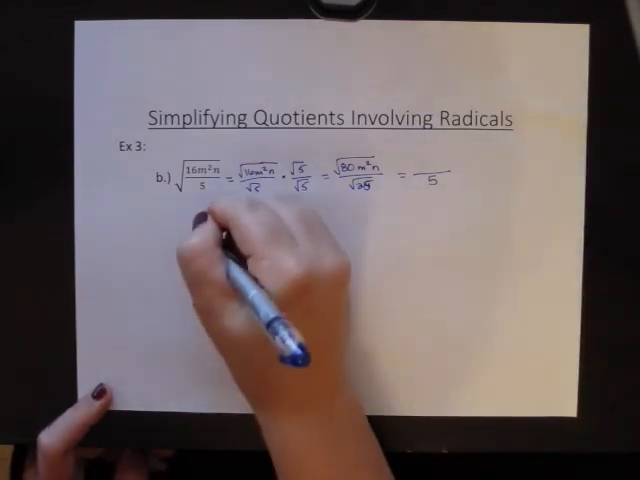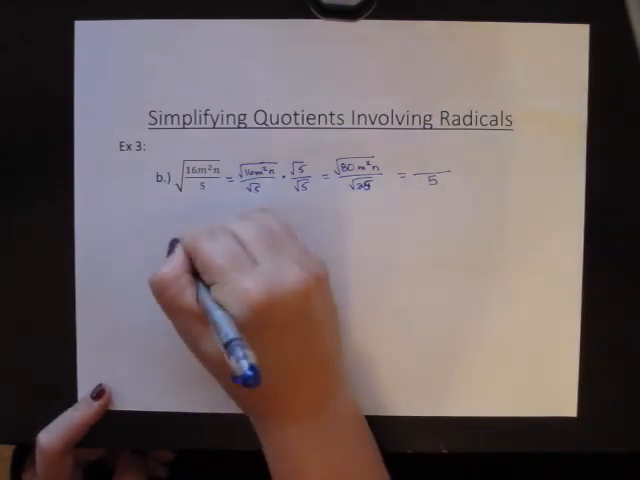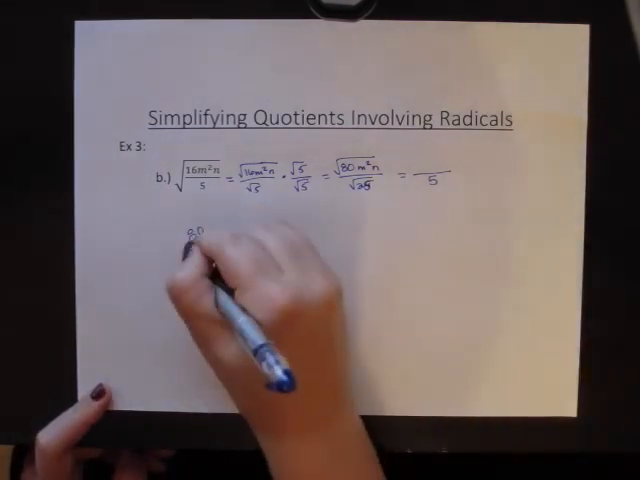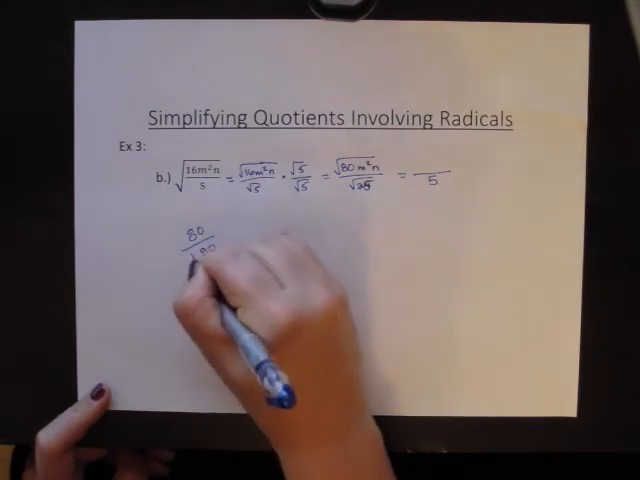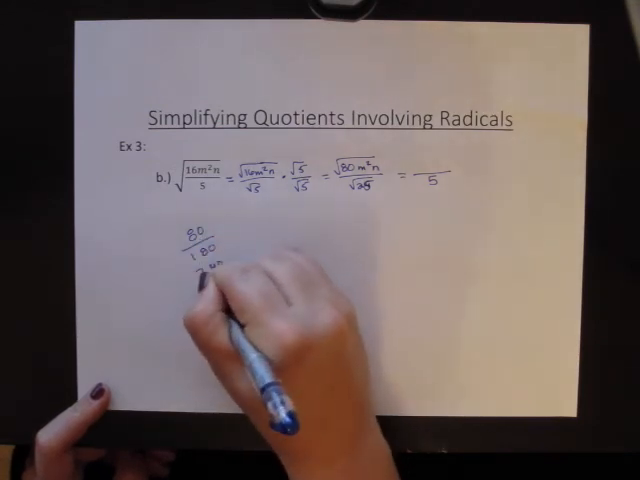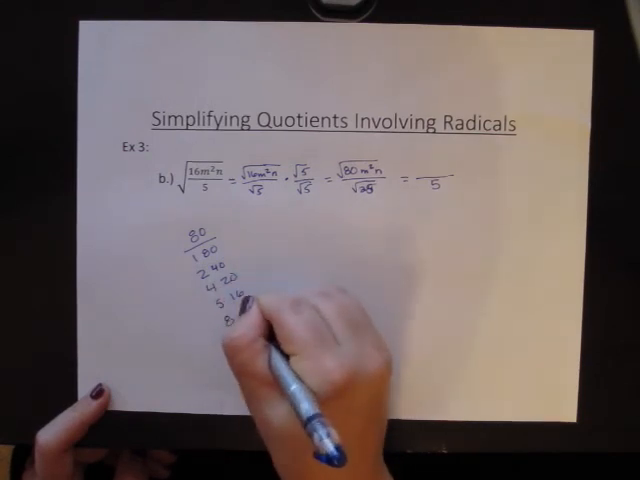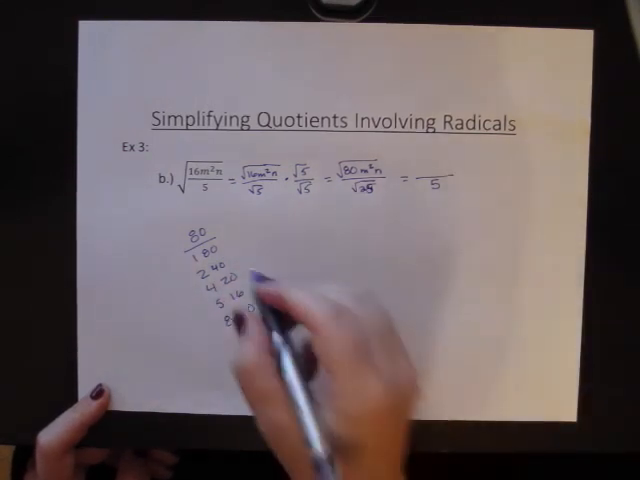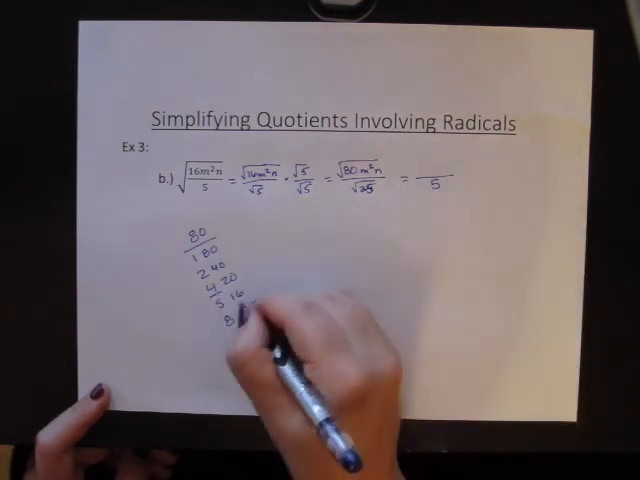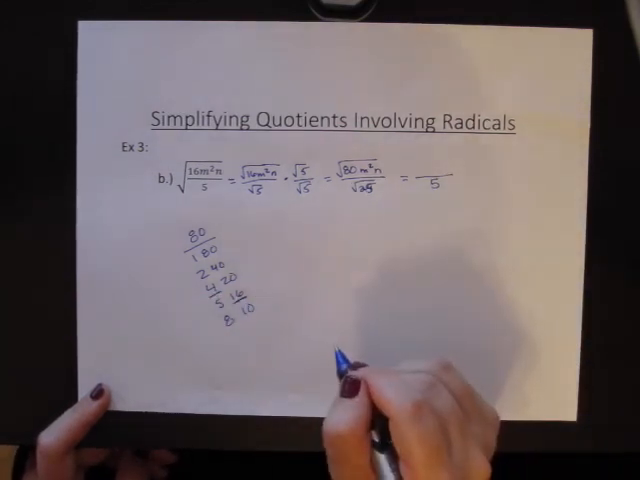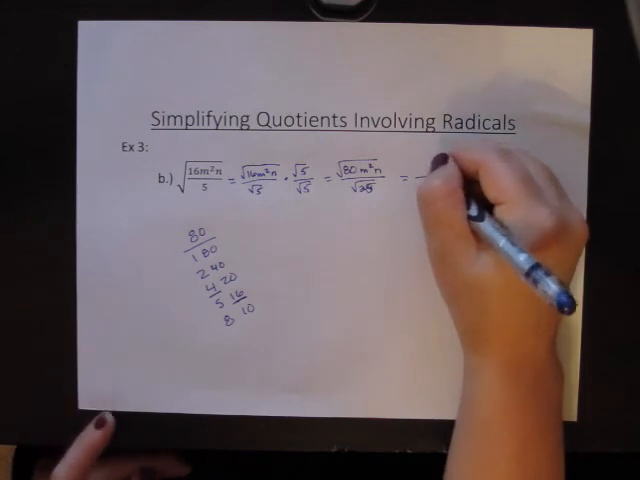Alright, now we get to find the factors of 80. When I find the factors of 80, I've got 1 and 80, 2 and 40, 4 and 20, and then 5 and 16, and the last one is 8 and 10. I'm looking for perfect squares. 4 is definitely a perfect square, and so is 16. 16 is the largest. So that's what we're going to use.